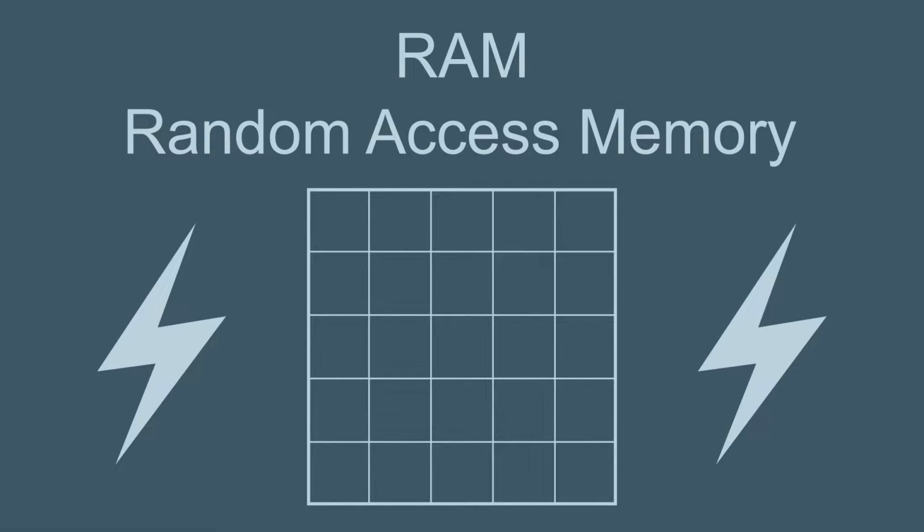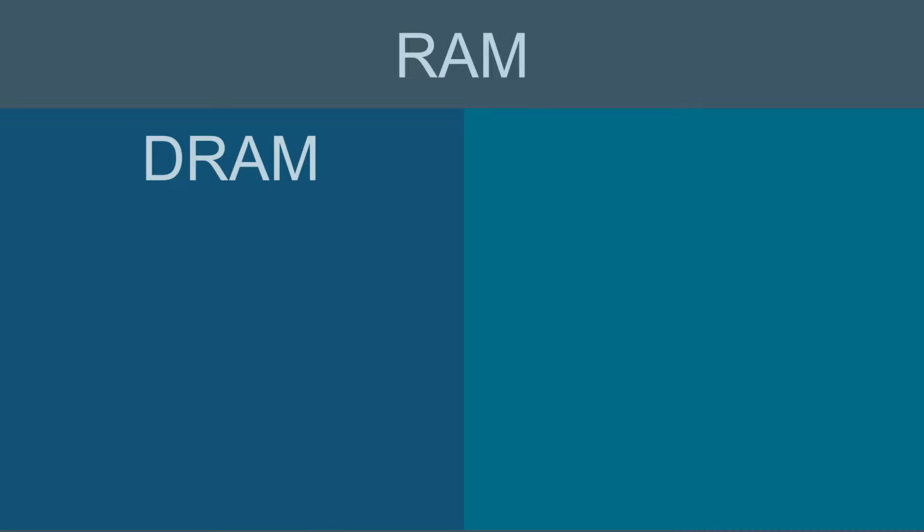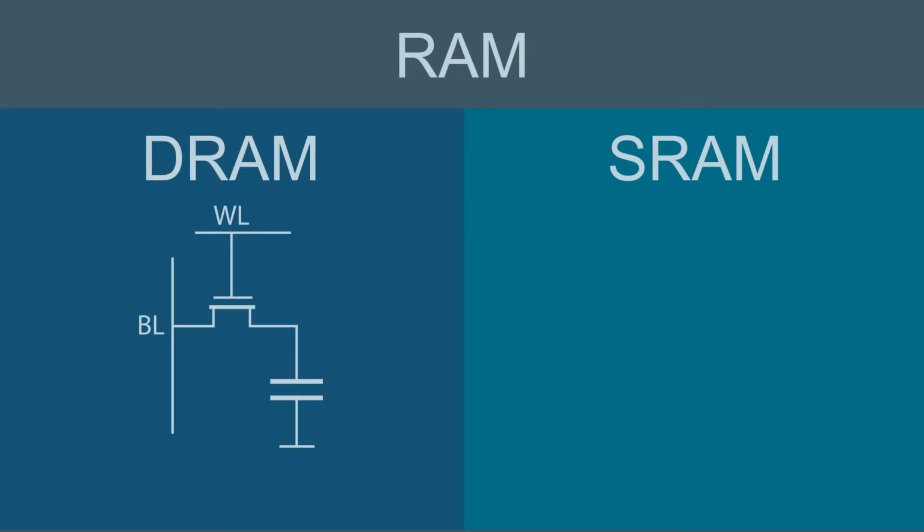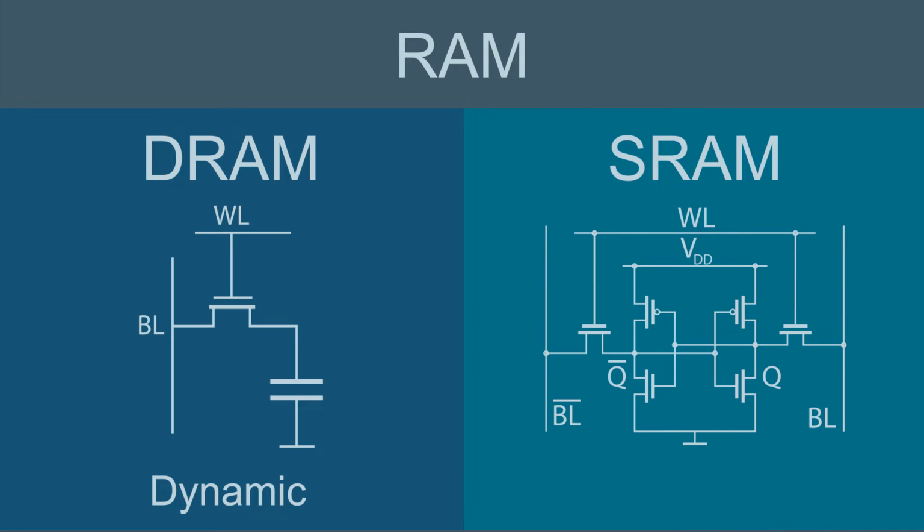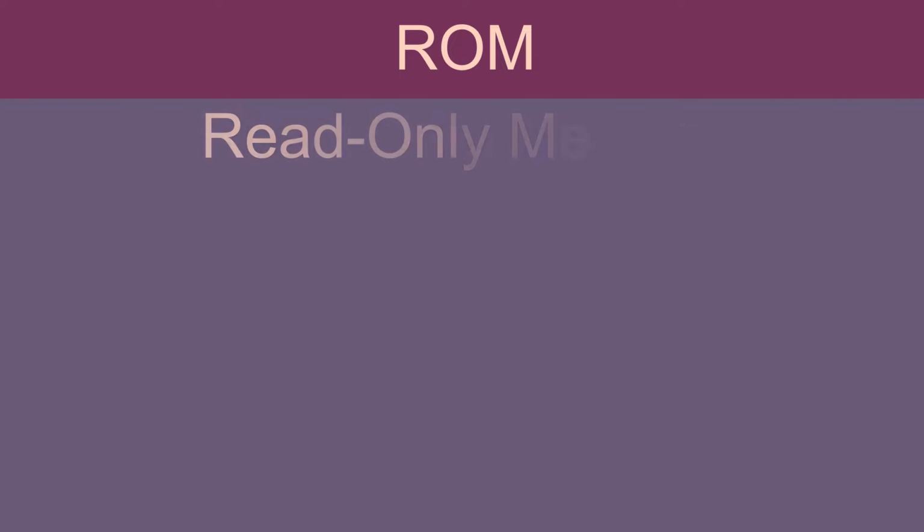We can further divide RAM into two types: DRAM and SRAM, or dynamic and static random access memory. DRAM is made out of tiny capacitors that have to be recharged periodically, hence the name dynamic. On the other hand, SRAM is made out of flip-flops that can hold data without the need for a recharge, therefore it's called static. Another type of primary memory is called ROM, or read-only memory.